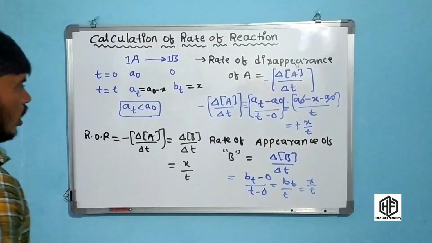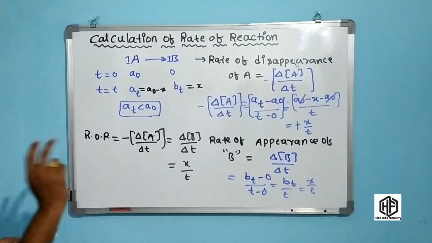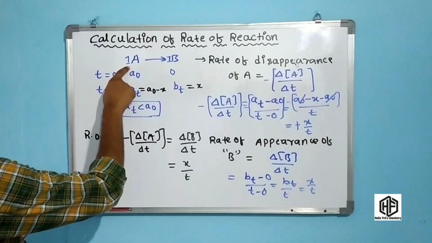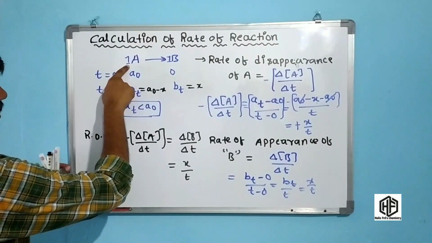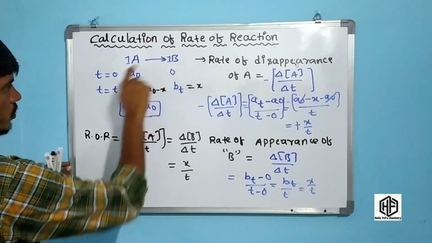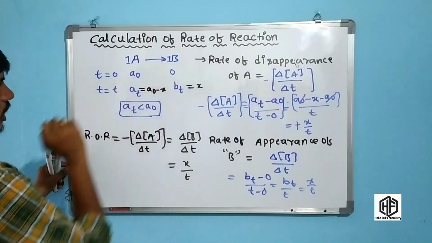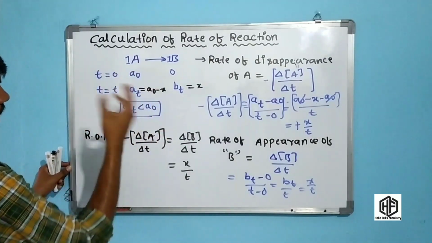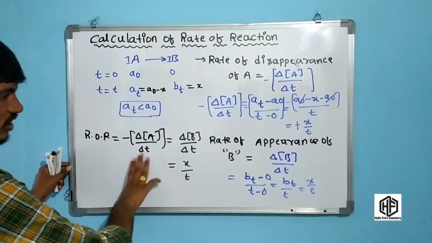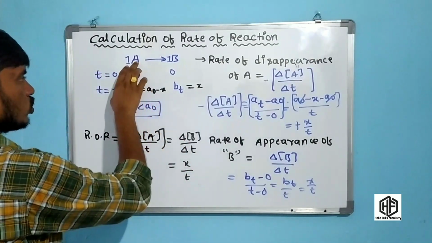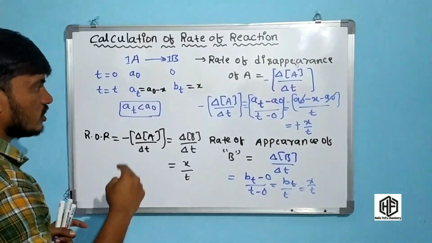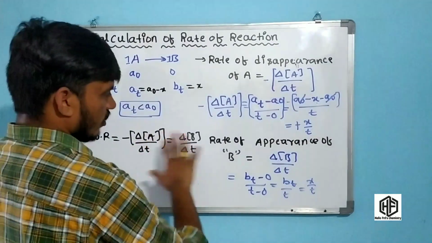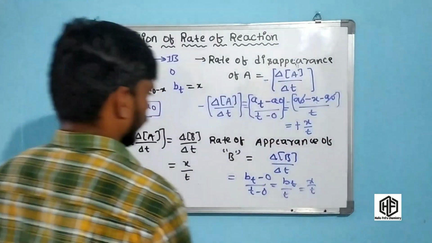This is the formula. Now one more important point: here A has stoichiometric coefficient 1 and B has stoichiometric coefficient 1. Now this is the rate of reaction formula. Now I am going to discuss another example, and I will talk about stoichiometric coefficients in the next example. This is clear, friends.